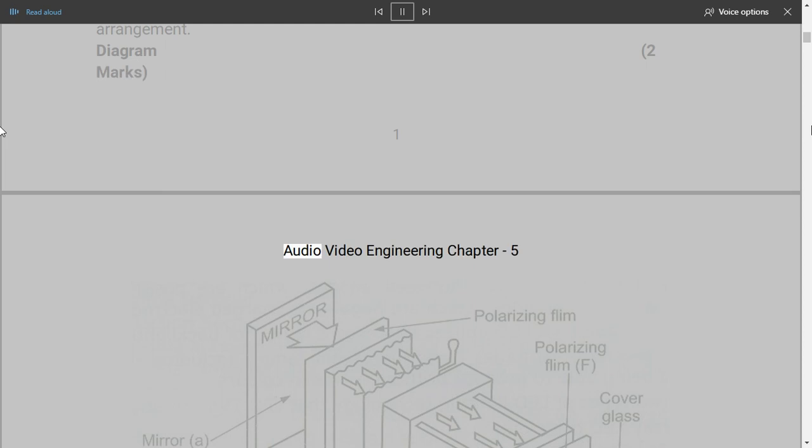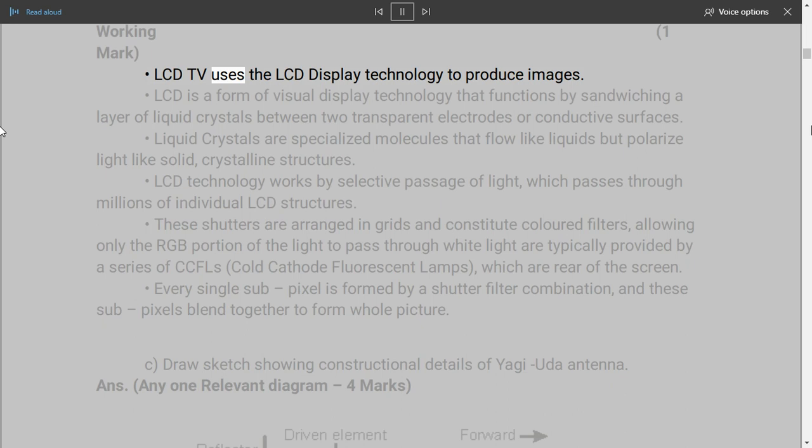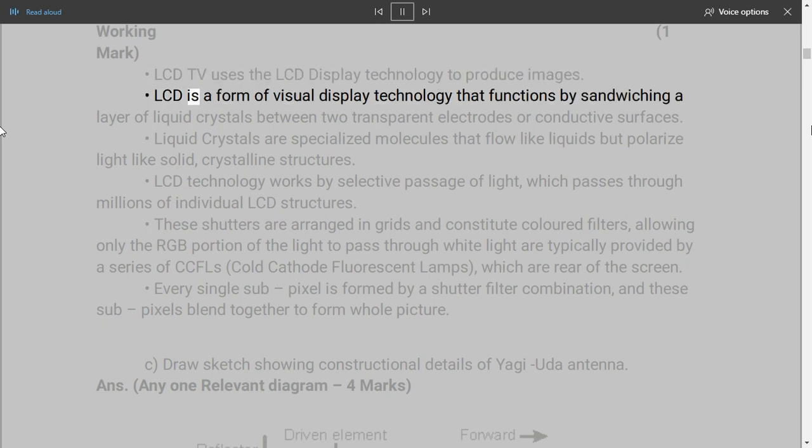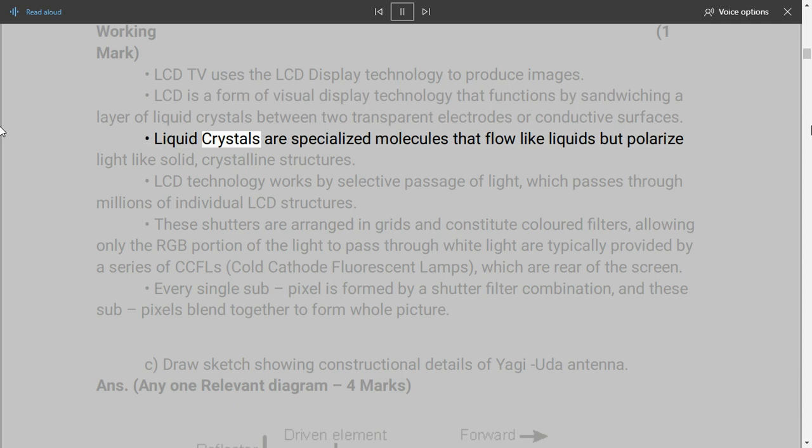Audio Video Engineering, Chapter 5. Working, 1 mark. LCD TV uses LCD display technology to produce images. LCD is a form of visual display technology that functions by sandwiching a layer of liquid crystals between two transparent electrodes or conductive surfaces. Liquid crystals are specialized molecules that flow like liquids, but polarize light like solid, crystalline structures.